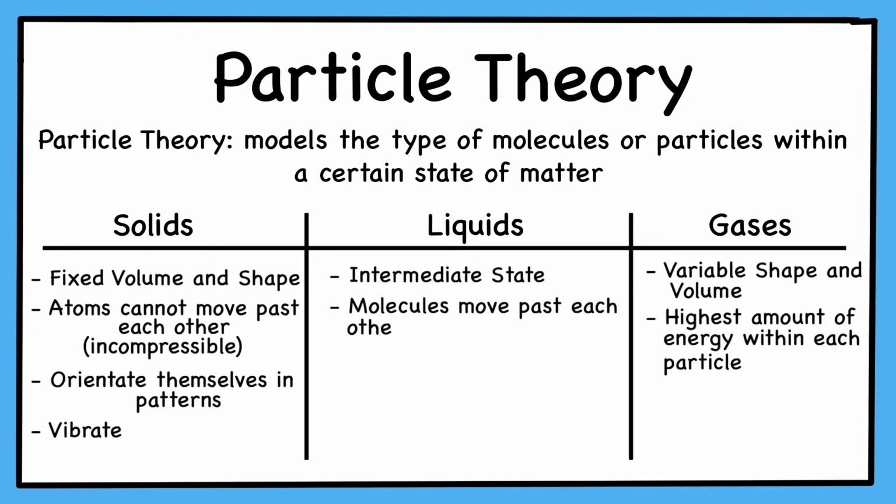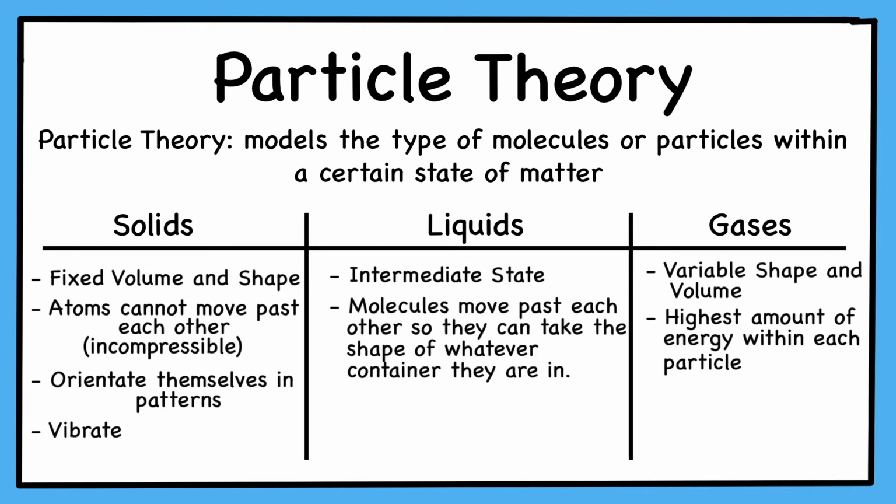Finally, liquids are the intermediate state between the extremes of the solids and the gases. Liquids are loosely bound together, which allows them to move past one another and orient themselves in the shape of the container they are in. Because these molecules are still bound together, though, they have a fixed volume despite having a variable shape. The amount of energy stored within these particles is intermediate between solids and gases. They have more energy than solids, but less energy than gases.